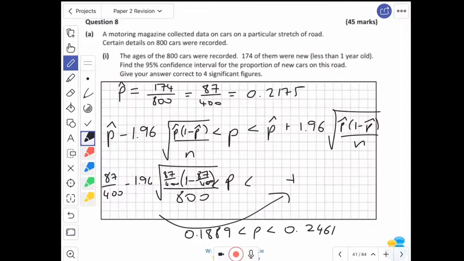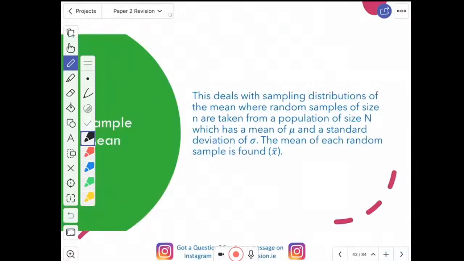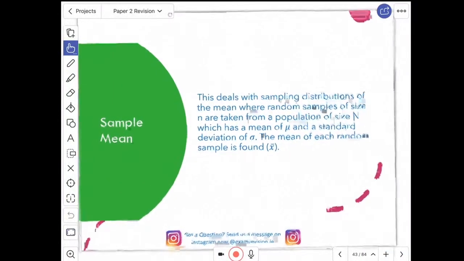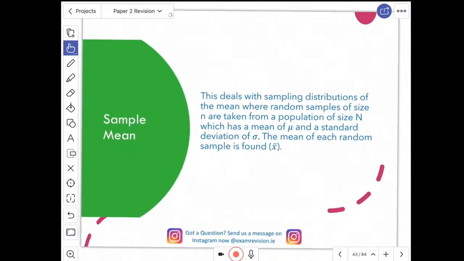Moving on then to our sample mean. So again, this was the other one we said. If we're being asked to work out a 95% confidence interval, we may be asked to do it for the proportion, or it could be for the mean. So the mean is the other one.